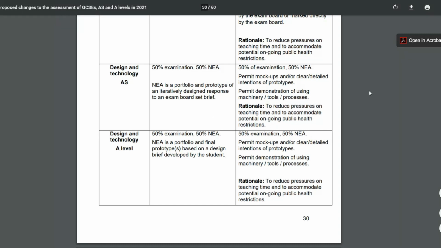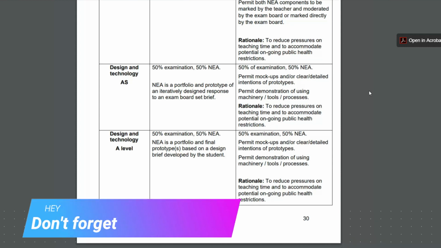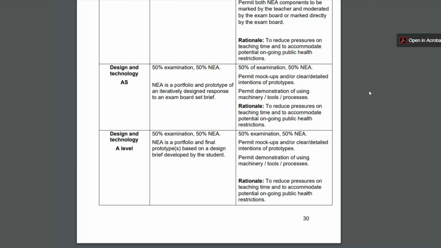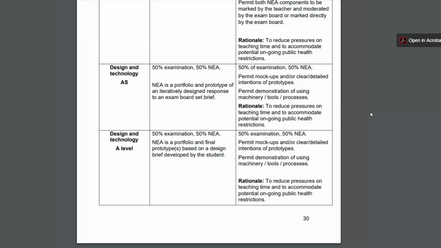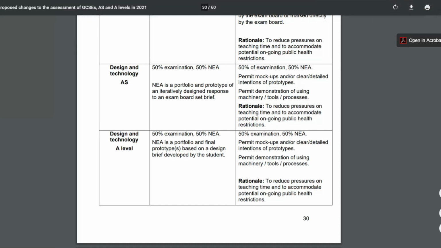What this is proposing is similar to the GCSE, where even though it stays 50% exam and 50% NEA, mock-ups or prototypes will be allowed instead of something fully finished like would have been necessary in the past. And I think the reason behind that is the health concerns around sharing all the materials and all the machines. And they're also allowing the demonstration of using machinery, tools and processes, because of course that same reason.